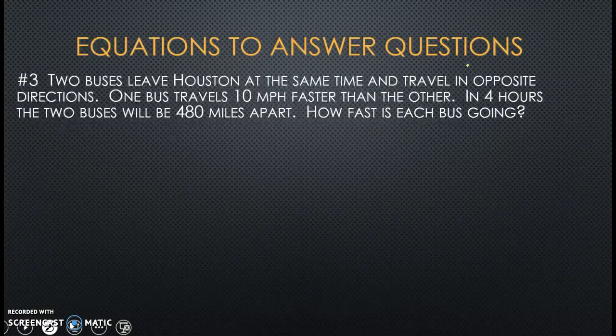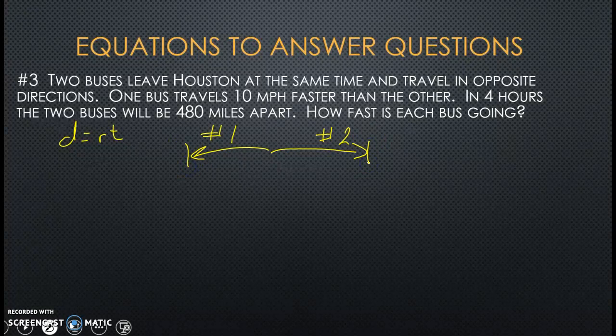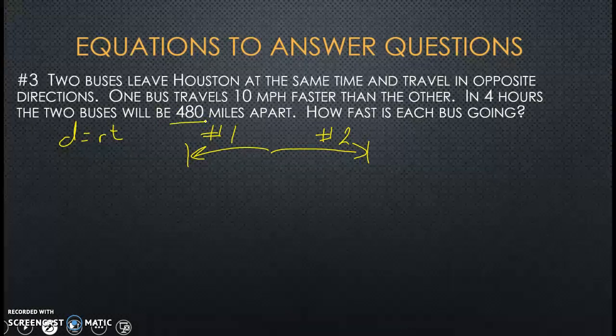So you might remember these from Algebra 1, but we are going with this general equation, distance equals rate times time. And so what we do is we have bus number 1 here, and let's say we call this bus number 2 here. One travels in one direction and the other travels in the other direction. But we know that their total distance after 4 hours is 480 miles apart.